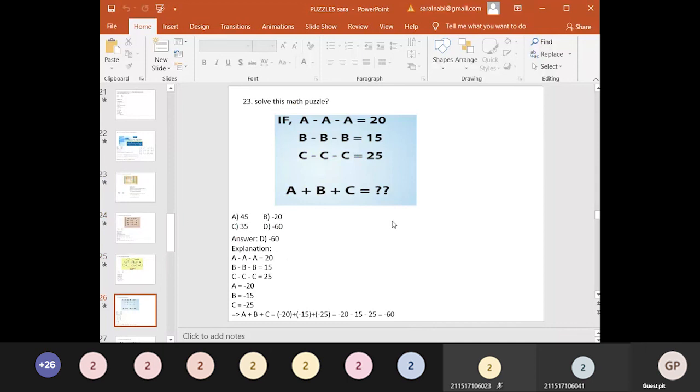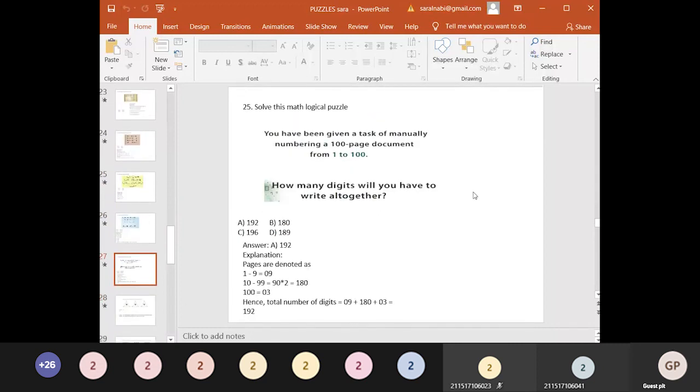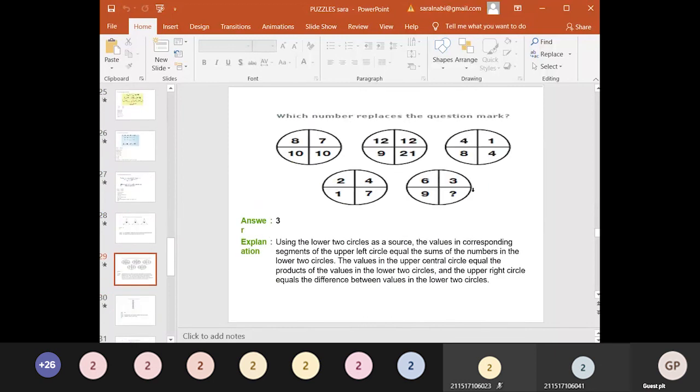Okay. A minus A is equal to 20, B minus B is equal to 15. So you could see what is A plus B plus C. For that, first you can find out what is A, what is B and what is C. Mathematically you have to solve this. So you come to the first one, A minus A minus A. So they said mathematically we have to solve. So A minus A will be cancelled. So minus A is equal to 20. Likewise minus B is equal to 15, minus C is equal to 25. Right? So now they asked to add. So what is your answer? It comes as minus 60. Okay. So on this you can work out very simply, which is very easy to find out.